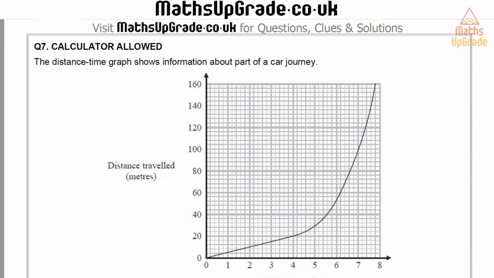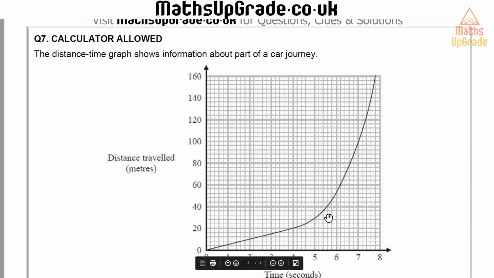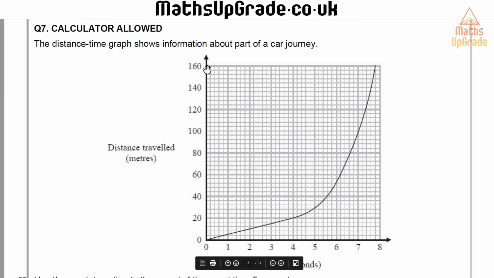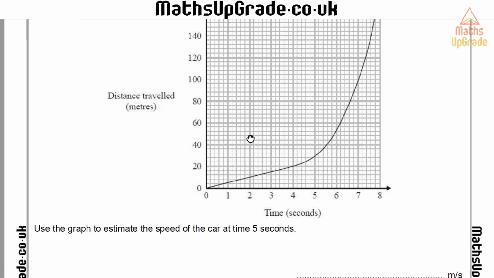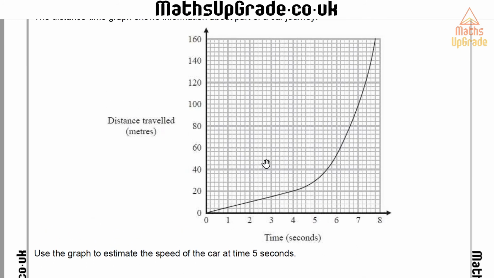Question 7. The distance time graph shows information about a car's journey. So here you can see this is not a straight line anymore, it's a curve. Use the graph to estimate the speed of the car at time 5 seconds. So remember, speed is given by distance divided by time. So on a distance time graph, it's given by the gradient at that point. So I need to find the gradient at this point.